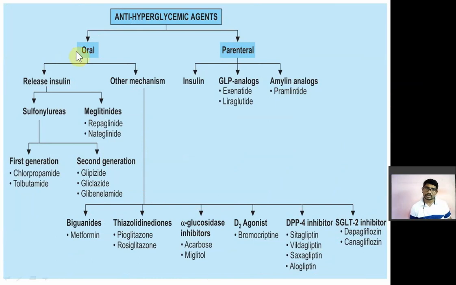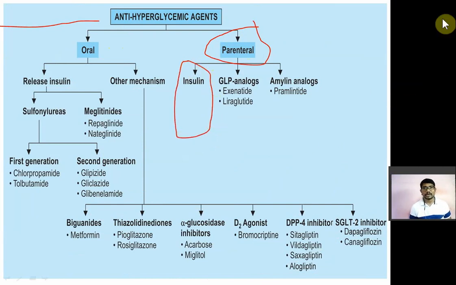Anti-hyperglycemic drugs, or drugs used in the treatment of diabetes, are classified into two types. The first one is the parenteral drugs, those used by the parenteral, injectable route. In that you have insulin and its preparations. We have seen the preparations. Insulin and its preparations are given by the parenteral route. Now the second class in the parenteral route is nothing but the GLP analogs.